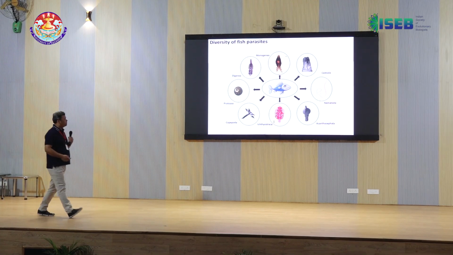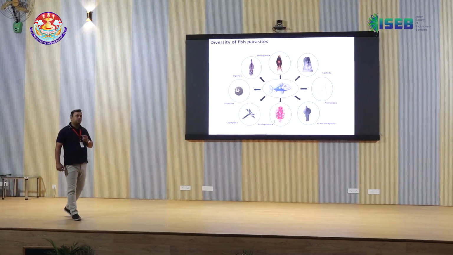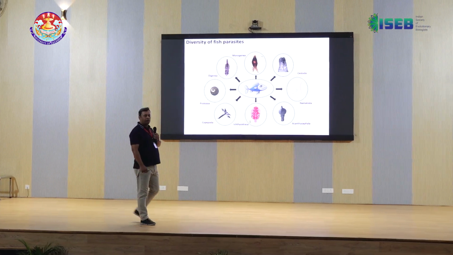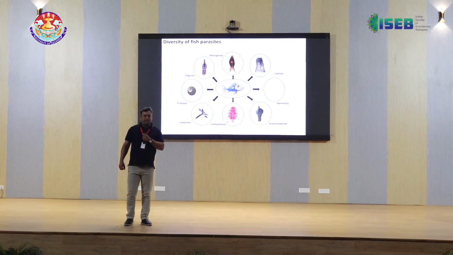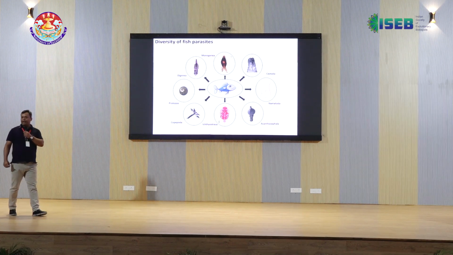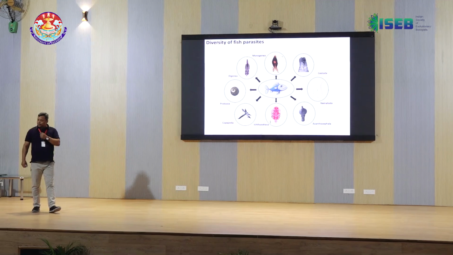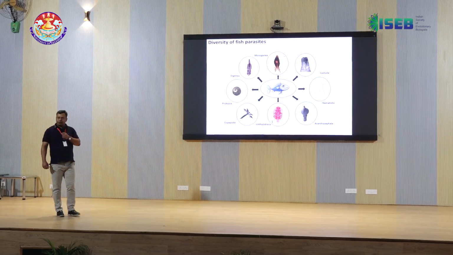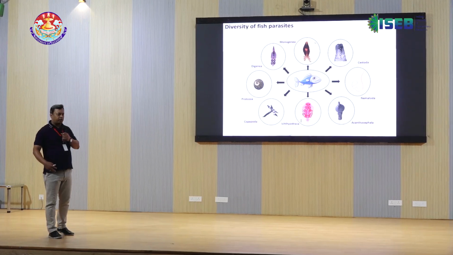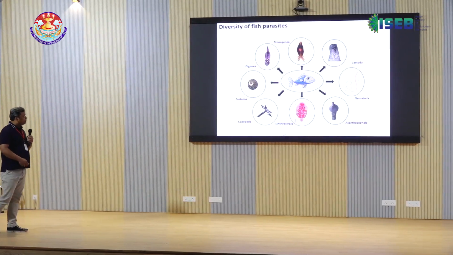So, fish represents the oldest known vertebrates. More than 30,000 species have already been discovered. But like any other vertebrate groups, these fish are susceptible to a variety of pathogens and parasites, both micro and macro. All these parasites belong to the phyla Protozoa and Metazoa, involving platyhelminths, nematoda, acanthocephali, arthropoda, and so on.